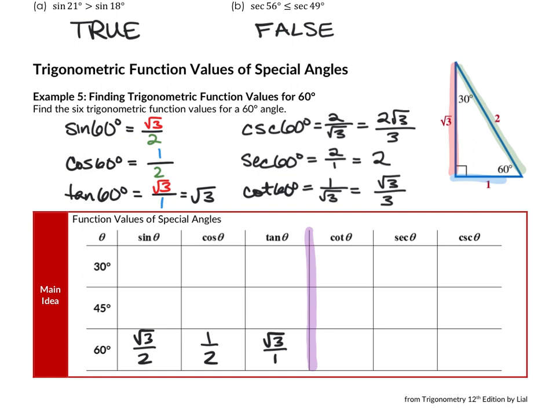If we do this same thing, looking at this triangle for 30, I'm referring to this triangle here, sine is the opposite over the hypotenuse. Well, opposite of 30 is 1, hypotenuse is 2. Cosine is adjacent over hypotenuse, and tangent is opposite over adjacent, which would be 1 over square root 3, but we're going to rationalize that denominator and make it square root 3 over 3.